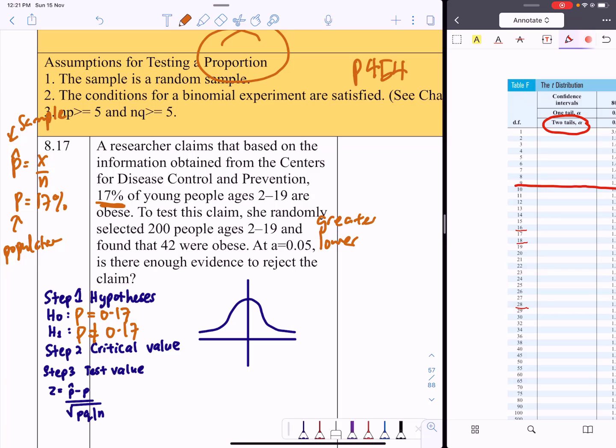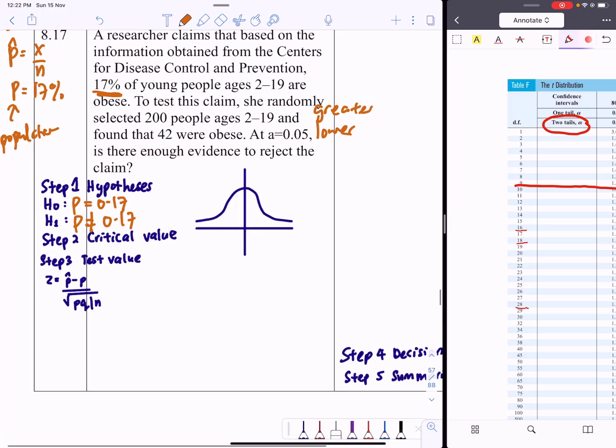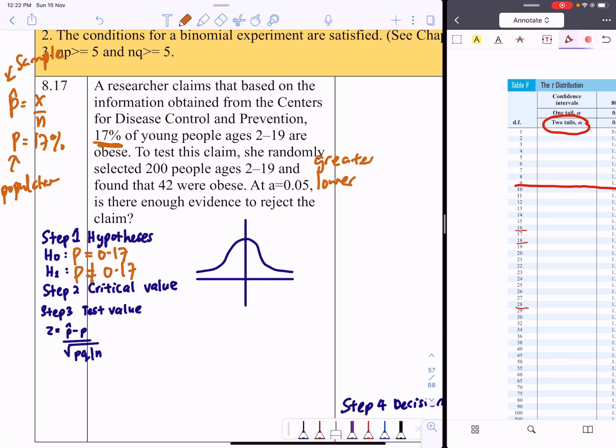Kamu kena ingat sentiasa untuk null hypothesis is always similar, between group tu dia sama, dia tak ada beza. But for the alternative hypothesis, there are differences. Tak kira lah dia claim macam mana pun, that is the rules we need to follow. And then we have the critical value. We check the alpha 0.05.